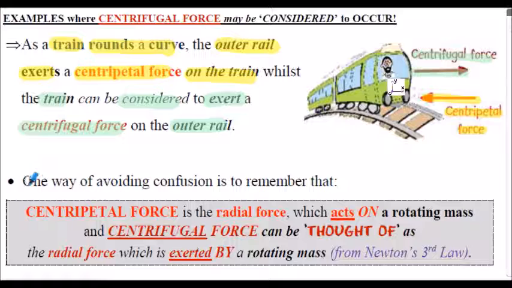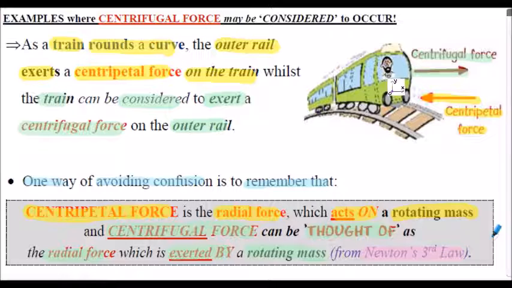If it aids your understanding, one way of avoiding confusion between centripetal and centrifugal force is to remember that a centripetal force is the radial force that acts on a rotated mass, whilst a centrifugal force can be thought of as the radial force which is exerted by a rotated mass. And that can be considered generated from Newton's third law, the action and reaction law.